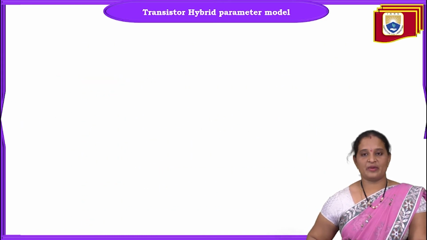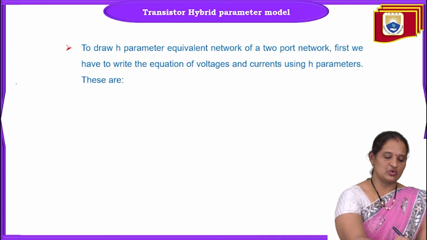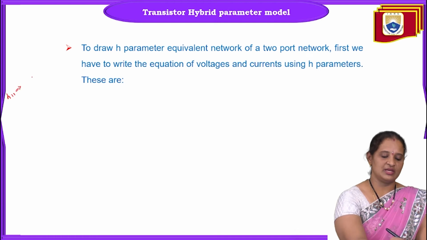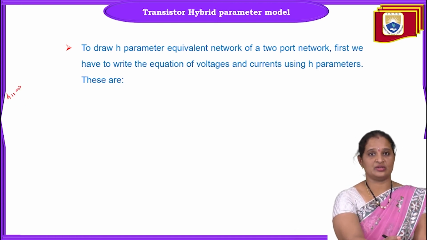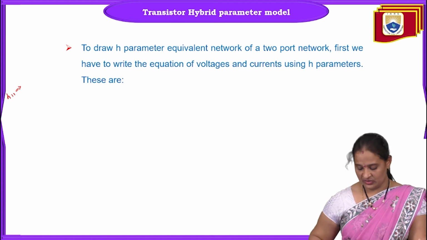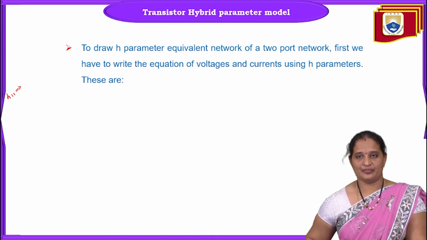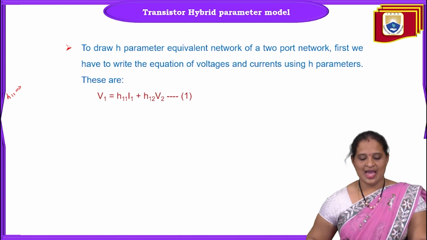So these are the 4 parameters. H11 is the input impedance, and there are admittance parameters, and also we have voltage gain and current gain. That is why this is hybrid. These are mixed parameters, so we call them hybrid parameters.